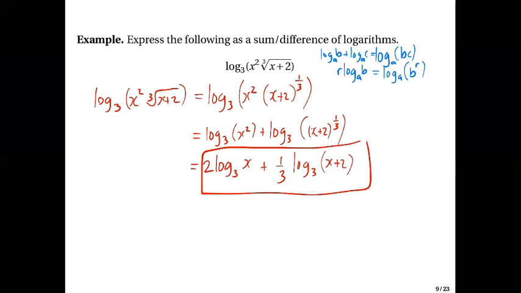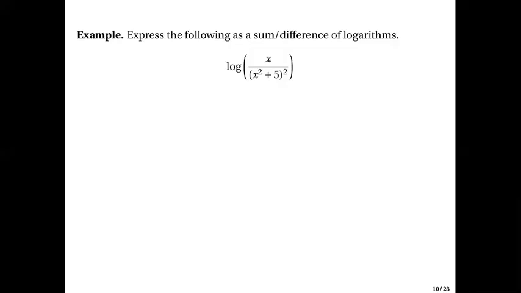Let's go to our next example. So we have log of x over x squared plus 5 raised to power 2. And take note, you don't see any number here as a base, so the base here is automatically 10. Okay? And then you have a quotient. So if you have a quotient, this is the property that we're going to use. Log of b over c with base a.